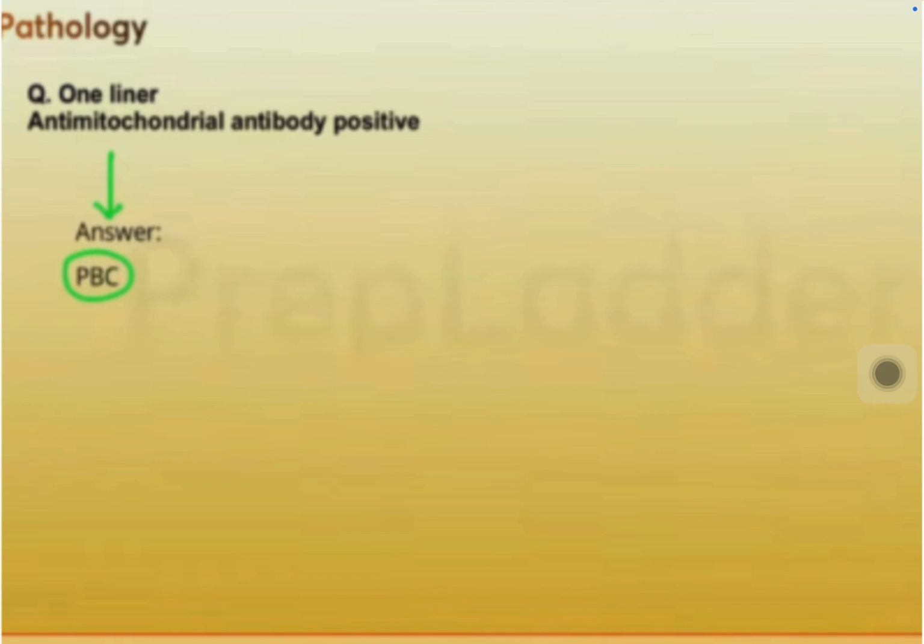There was a one-liner for anti-mitochondrial antibody positivity. The answer is PBC. It was actually a case, and the patient had pruritus, they had jaundice, then their calcium was 8. ANA was absent, but anti-mitochondrial antibody was present, and you had to differentiate between sarcoidosis and PBC and autoimmune hepatitis. So the answer here, because there's presence of anti-mitochondrial antibody, is PBC.